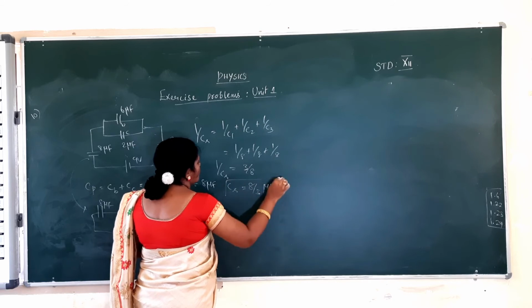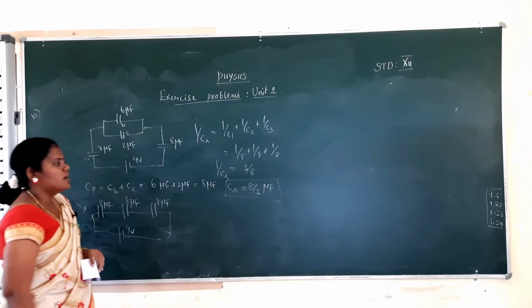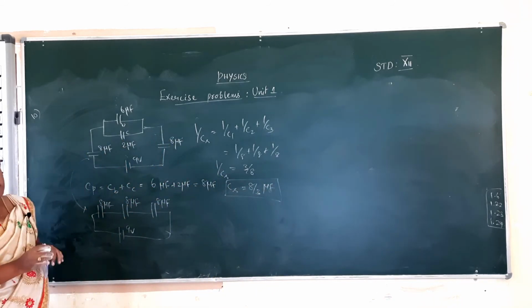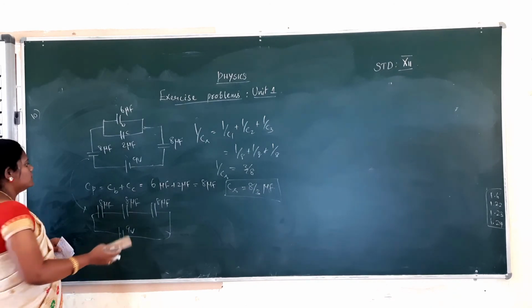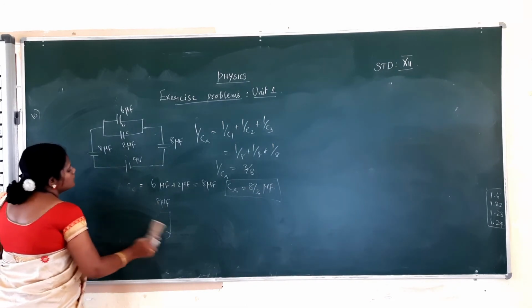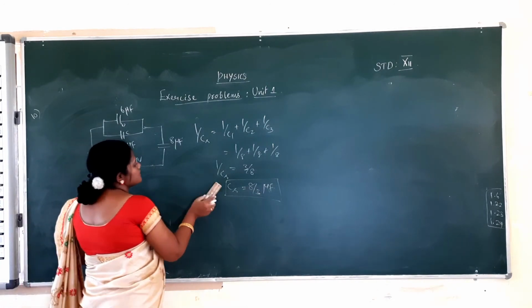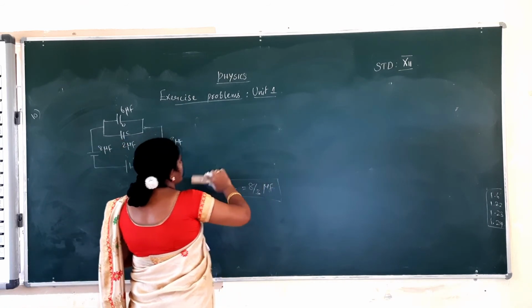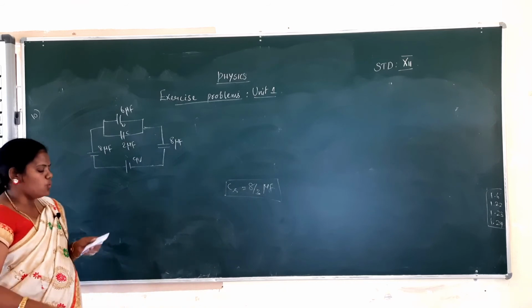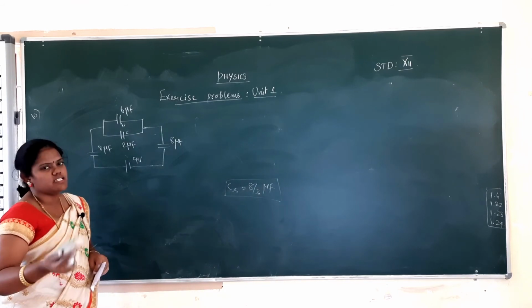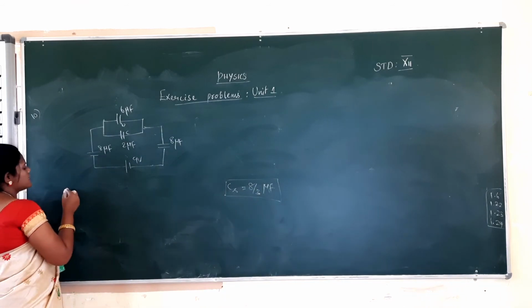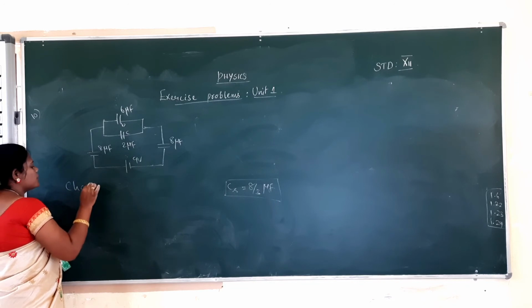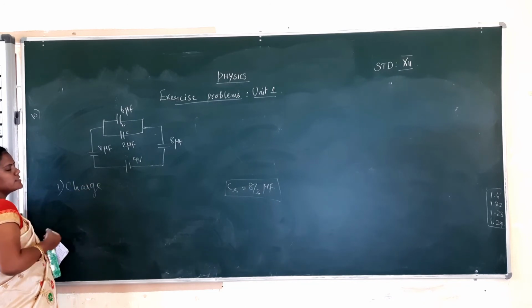This only we want, that is the effective capacitance. Other terms are not in use. Then you have to note down the effective capacitance CS only. So CS is equal to 8 by 3 microfarad. Now in this problem we will calculate the charge on each capacitor. First problem is the charge on each capacitor.